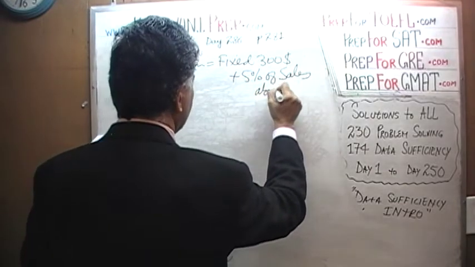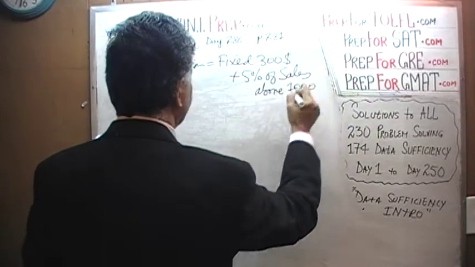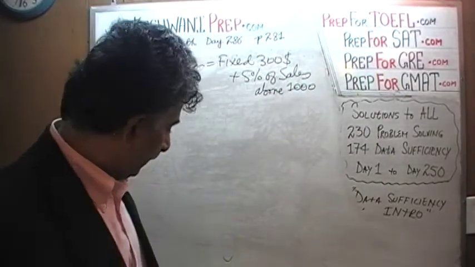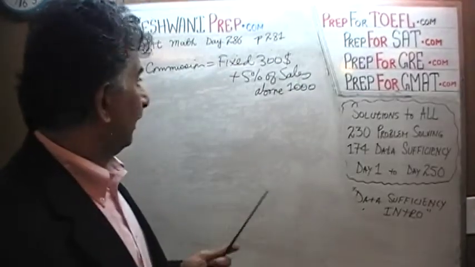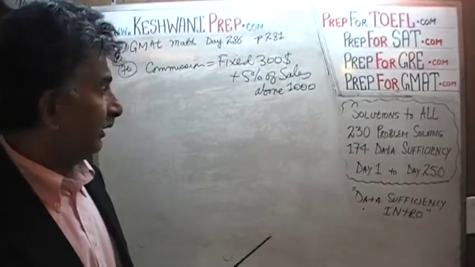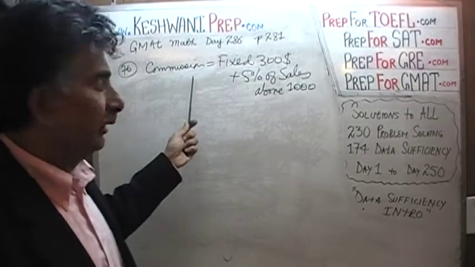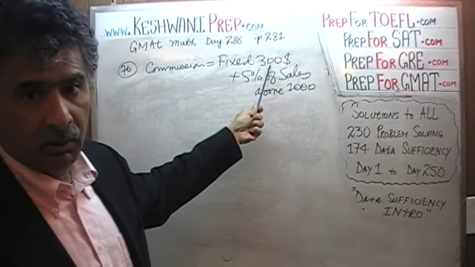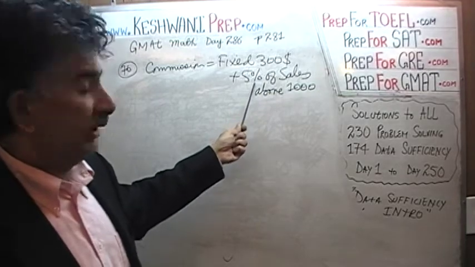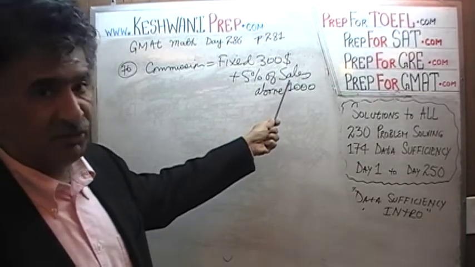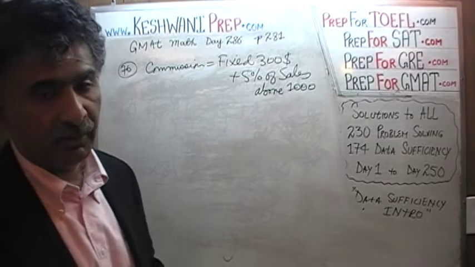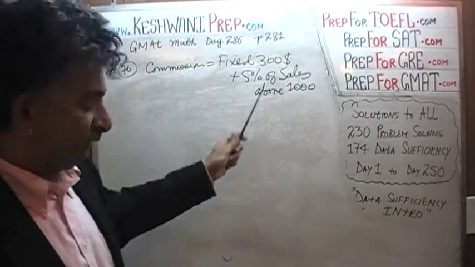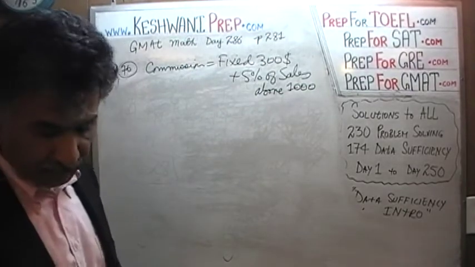sales above 1,000. So we have this salesperson who works on a commission. The commission that she gets paid is the fixed amount of $300 per period, whatever the period happens to be. Plus, she's going to get 5% of all the sales that she makes as long as they are above 1,000. On the first $1,000, she does not get any commission, which is why she gets the fixed value of 300. Let's see what the question is asking.